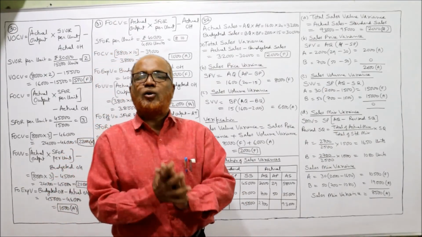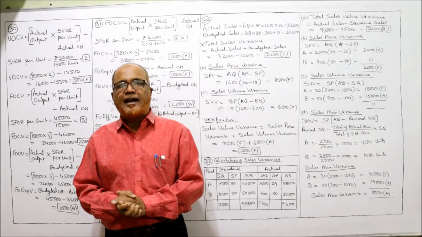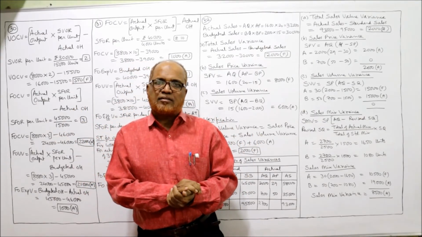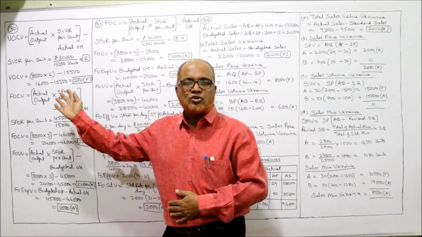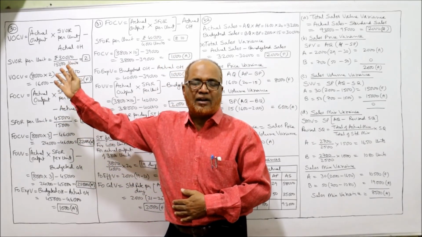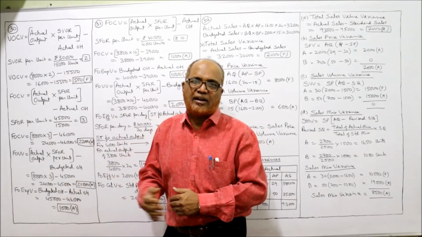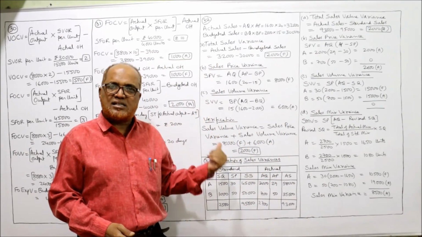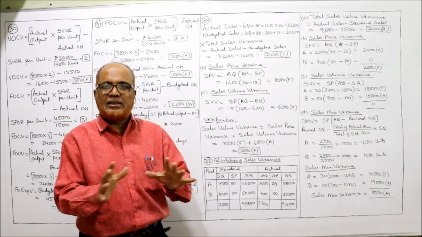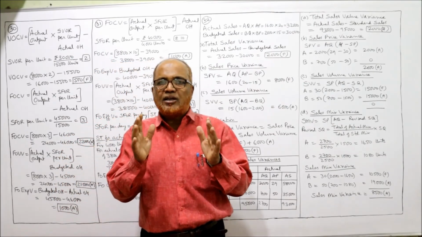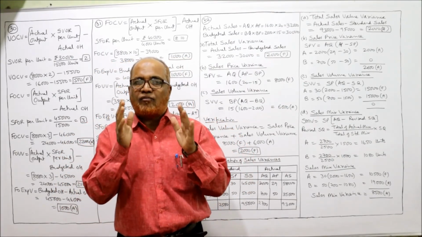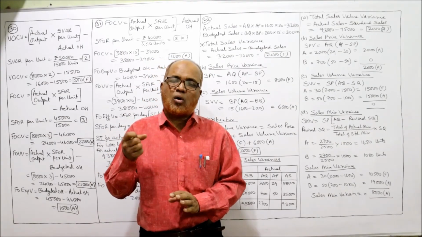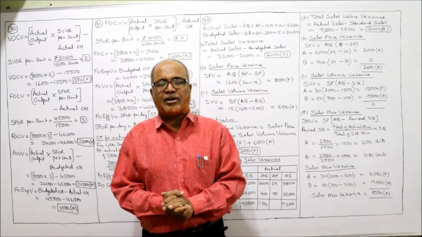So in this video, I have explained two problems on overhead variances and two problems on sales variance. For overhead variances, I have explained the variable overhead variance and fixed overhead variance. And for sales variance, sales value variance, sales price variance, sales volume variance. All these things I have explained. The only thing you have to remember is the formula. After watching the video, make some practice. You'll get a good command. With confidence, you can face the examination.